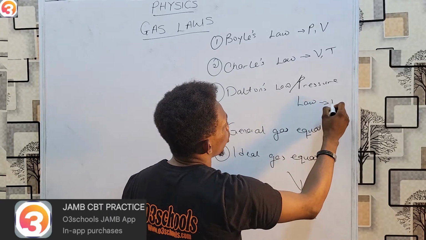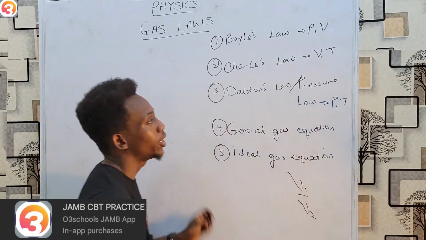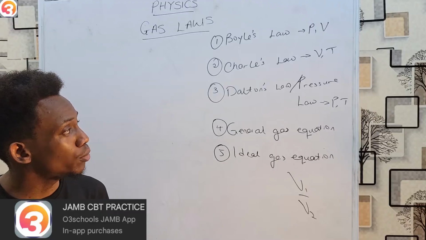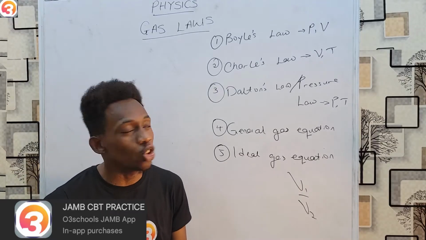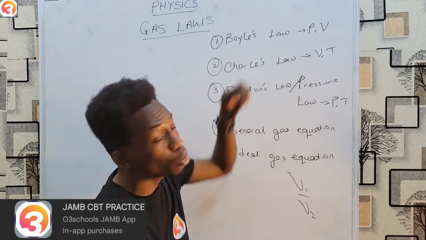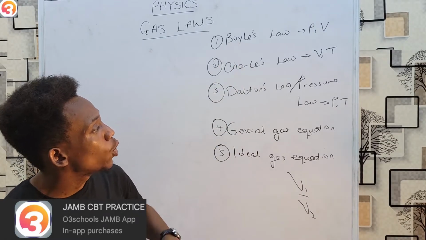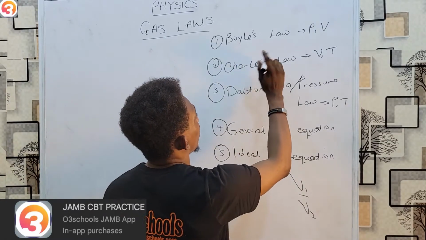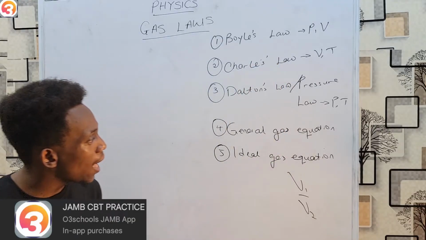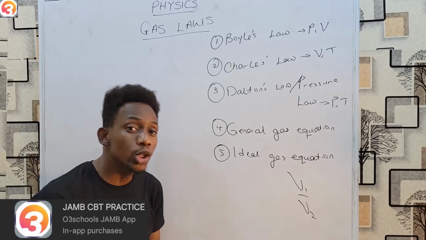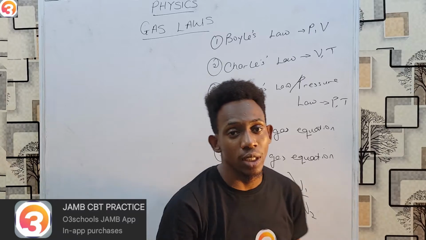while the pressure law works on pressure and temperature. So in each of these, whatever is not there is being kept constant. In fact, in Boyle's law, we take the temperature as being constant. In Charles' law, we take the pressure as being constant. And in pressure law, we take the volume as being constant.